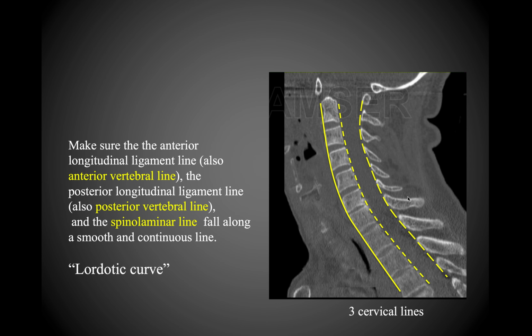And then finally, we have what's called the spinolaminar line. This is going to be drawn right along the laminae, right where you can see the spinous processes coming out here. So hence spinolaminar. The spinous process and the laminae help to form this line. And again, that should be relatively smooth and continuous, and they should all be forming a lordotic curvature.